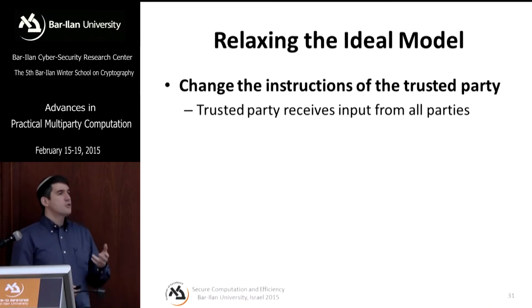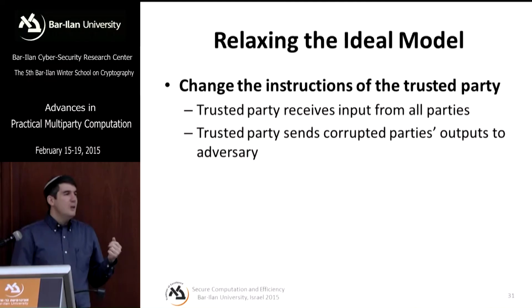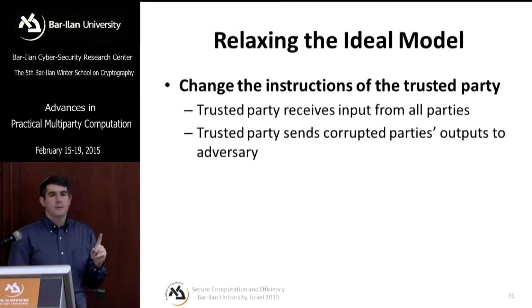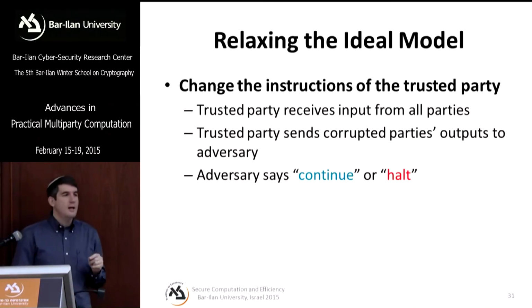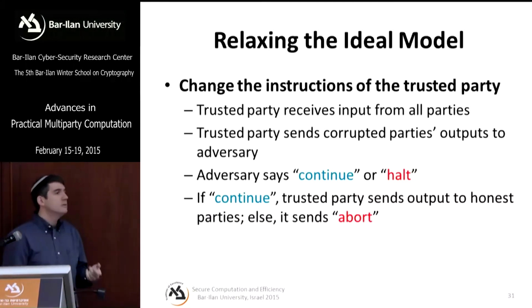So for example, the trusted party will receive the input from all parties. It will send the output only to the adversary. The adversary will then decide whether computation should be continued or halted. If it says continue, then the trusted party will send the output to the honest parties, and if it sends halt, it won't.